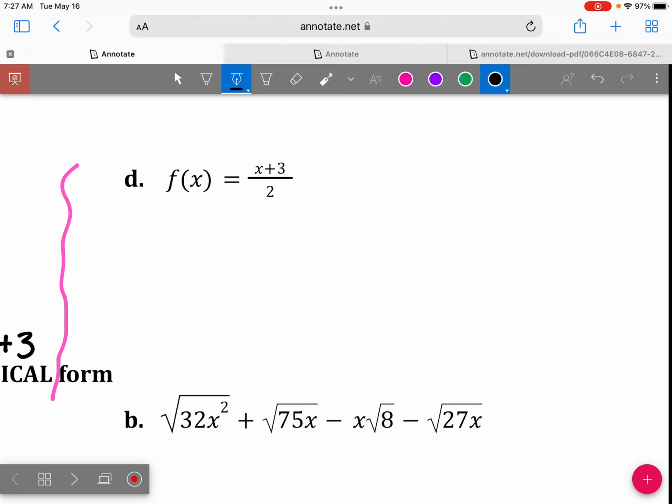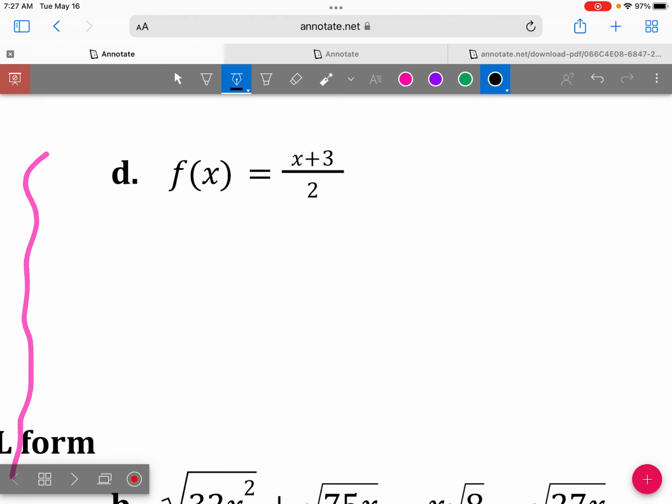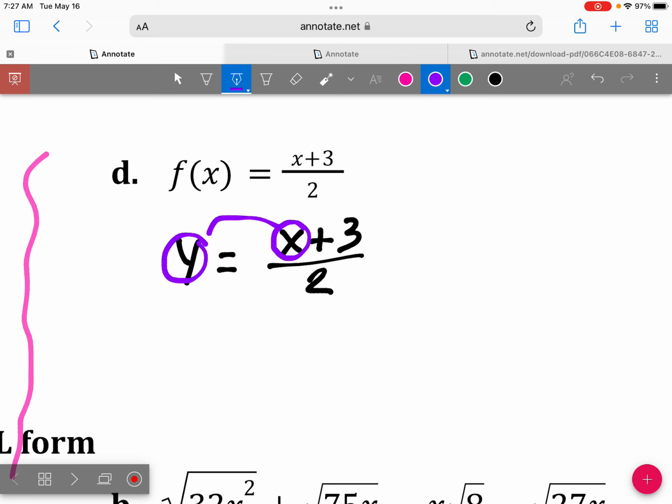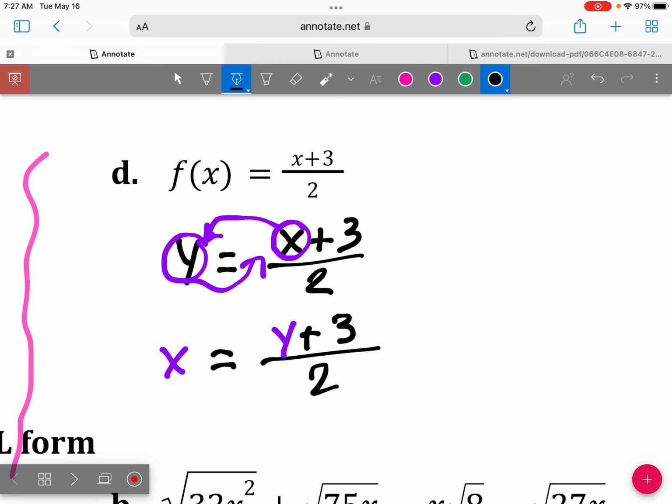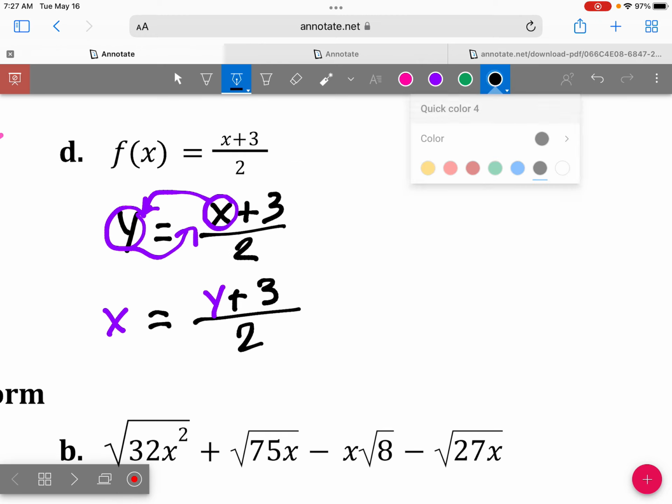All right, so it's really the same vibe. First things first, we switch our f of x out for a y. So my first step is going to be to change this to y equals x plus 3 over 2. And I take my individual letter x and my individual letter y, and we make them change places. That is the step that makes the inverse. So we're going to have x equals y plus 3 over 2. Technically, we made the inverse. And I apparently wrote much bigger on there because I am already at the end of that column.